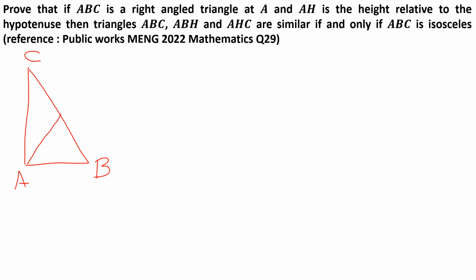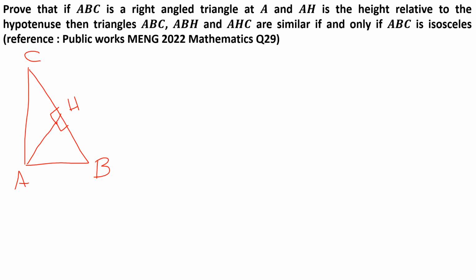H is a point on the hypotenuse such that the height AH makes an angle of 90 degrees with the hypotenuse. That's why they said AH is a height relative to the hypotenuse. So the segment AH and the segment BC are perpendicular. It therefore means that this other little angle here is also 90 degrees.